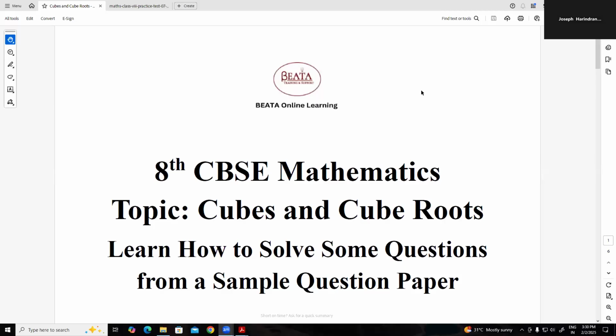In this session, for the 8th standard CBSE Mathematics on the topic cubes and cube roots, we will learn how to solve some questions from a sample question paper. We will see the concepts of cubes and cube roots, the table of cubes from 1 to 20, and a few concepts of cube roots, and then try to solve a few questions from the sample question paper. Let us go into the session.